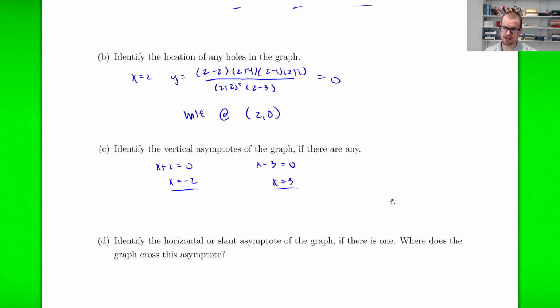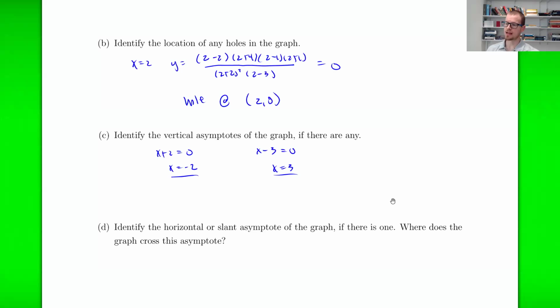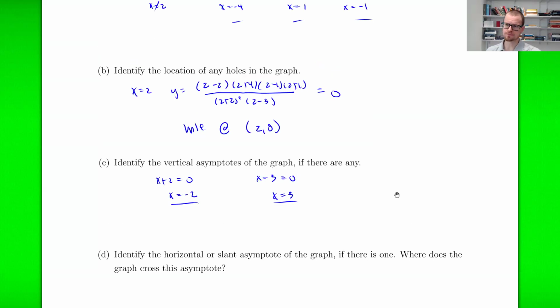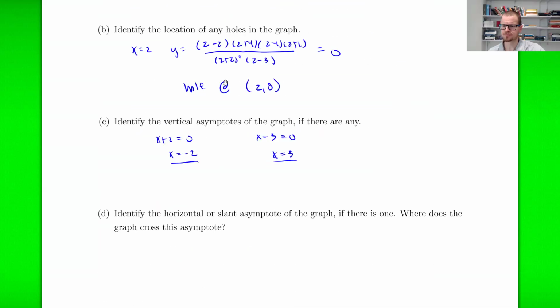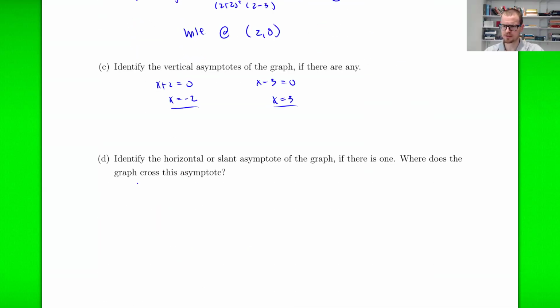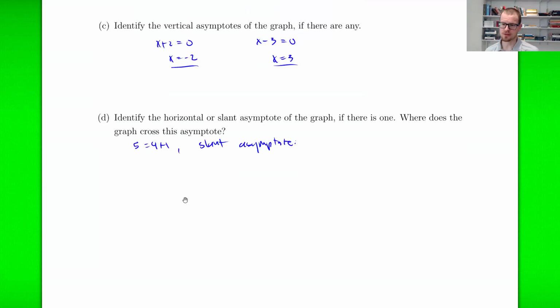Next, we want to identify the horizontal or slant asymptote, if there is one. And if it is a horizontal asymptote, we will identify where it crosses. All right, we have a degree 5 over degree 4. So there's going to be a slant asymptote. 5 equals 4 plus 1, so we have a slant asymptote. Now we can identify that by performing the polynomial division.